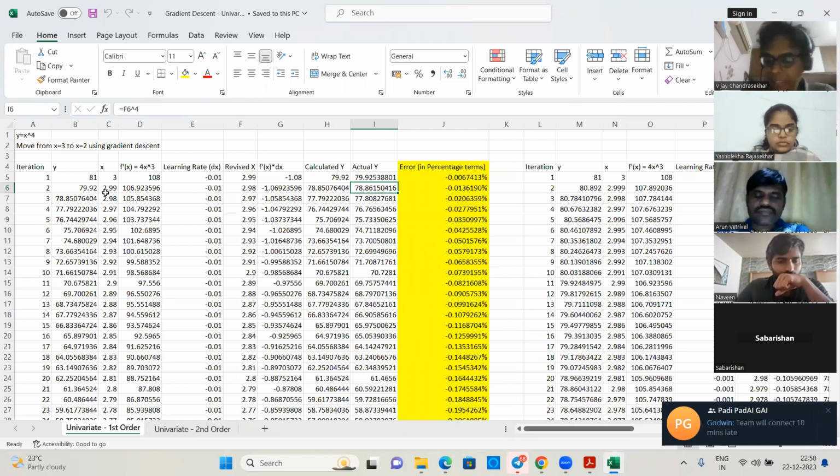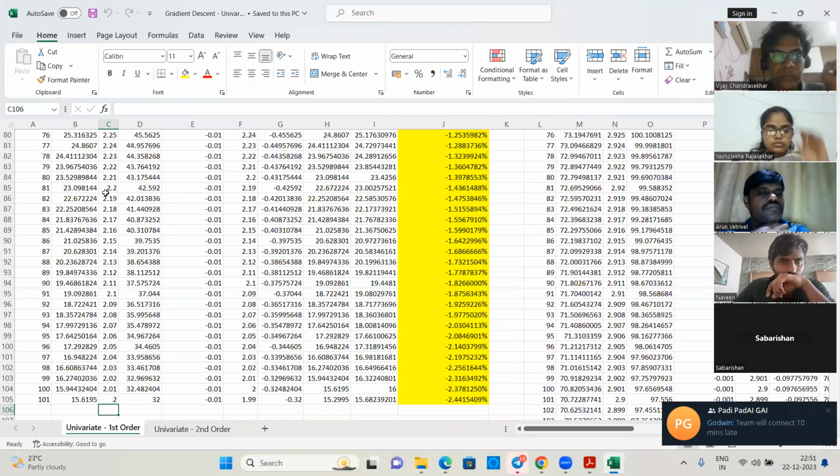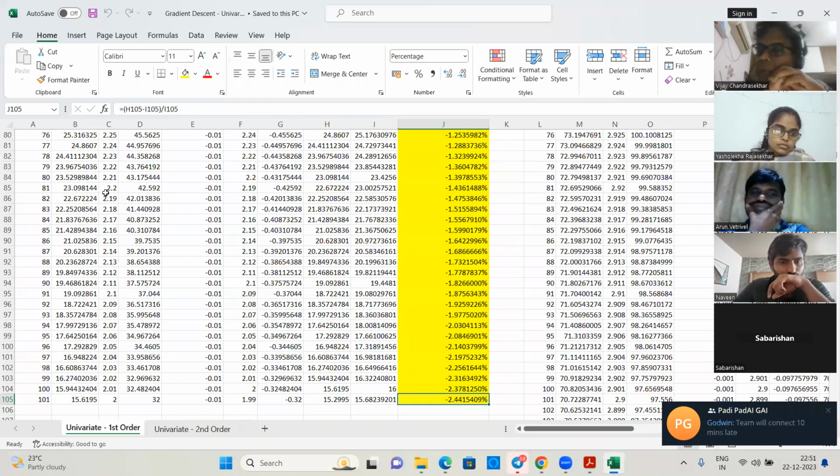Okay. Then I again figure out what is my error. Now I do this for 100 iterations so that I reach x equal to 3 to x equal to 2. That's the whole objective. So I start at x equal to 3. I eventually move to x equal to 2. And I wish to see how far am I from the actual y. I'm about 2.44% off. So that's the deviation, right?